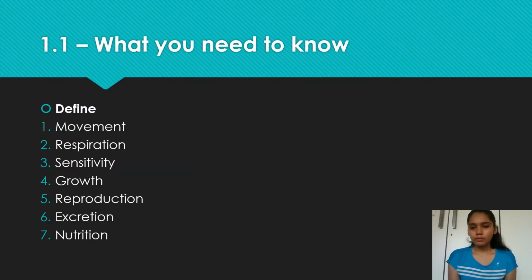Okay, so 1.1, we're going to go with the syllabus of IGCSE 2021. What you need to know. You need to be able to define movement, respiration, sensitivity, growth, reproduction, excretion, nutrition. So you've probably done all these 7 terms before in probably grade 5 above if you've been doing Cambridge IGCSE all these years. And if not, it's not a big deal. You can still learn it now. It's very easy and the terms speak for themselves really. You just need to know keywords that I have highlighted so you will know how many marks they usually come for in exams. So let's begin.